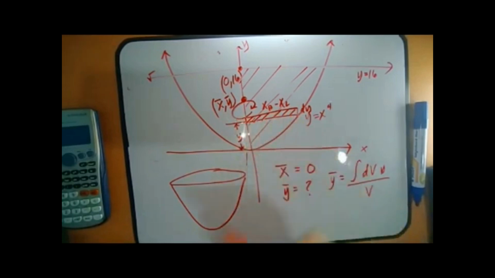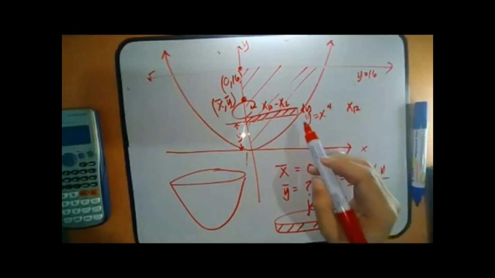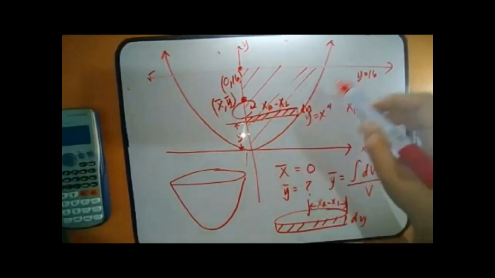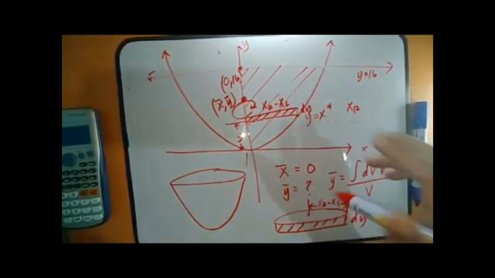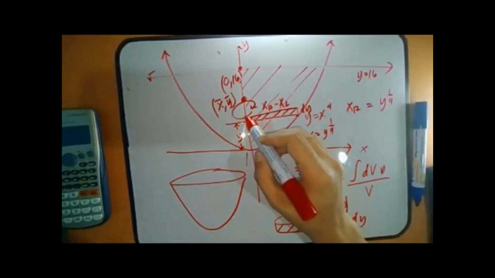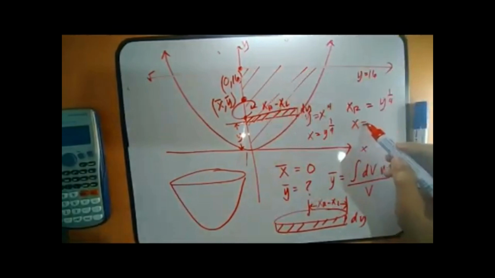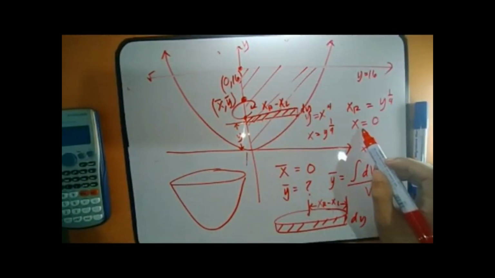So this volume that we generate. Our strip, guys, is horizontal, so what we form is a disc shape. Then our thickness is differential y. Then you have this radius. Its radius is x right minus x left. So x right will be this point, which hits the parabola. Therefore, x right will be y raised to 1/4. So x equals y raised to 1/4. So x left is somewhere here, which means that is the line x equals 0. Our x left is just 0.